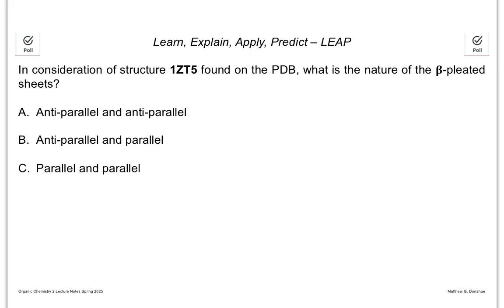So can you tell what directions they run? So anti and anti. So you can look at the structure itself, that green ribbon, and see which way those arrows are pointing. So if they're anti, they're pointing in opposite directions.